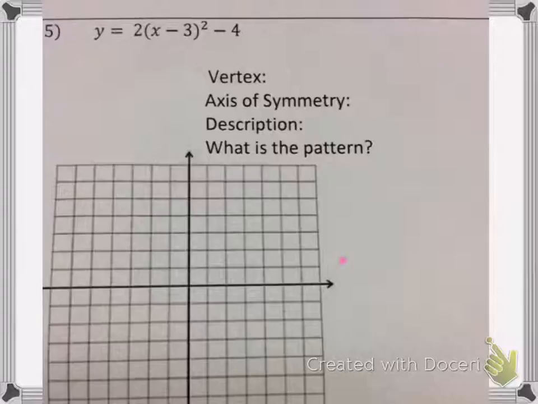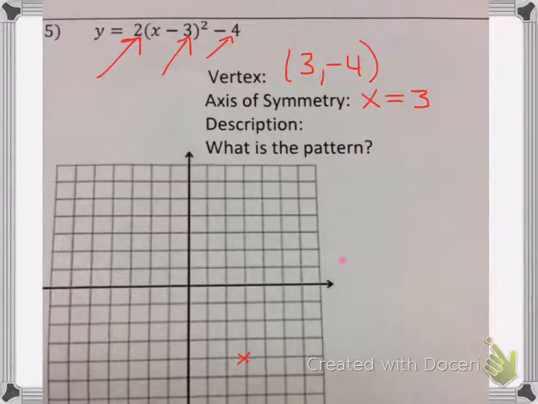Let's try another one. So a lot of things going on here on this one, including a pattern change. But let's just worry about what we know right off the bat. We know we're going right 3 and down 4. So right here. That vertex point is 3, -4, which makes my axis of symmetry x equals 3. I know because the number out in front is positive, it's going to be a smiley face.